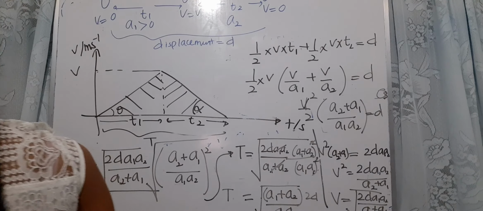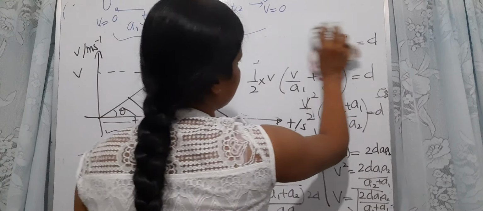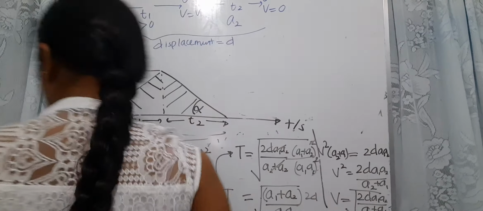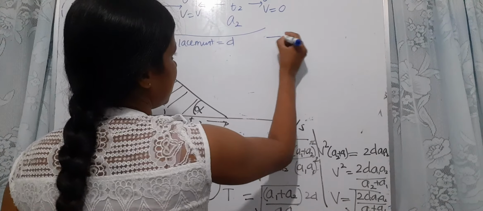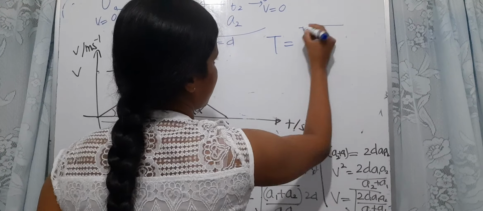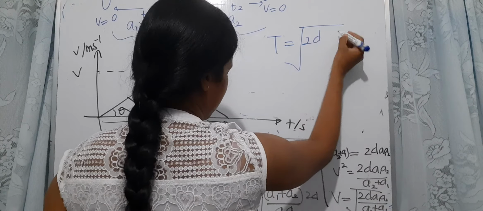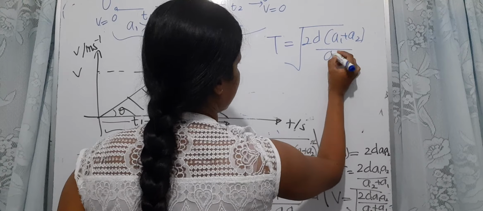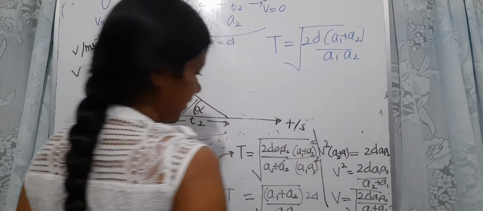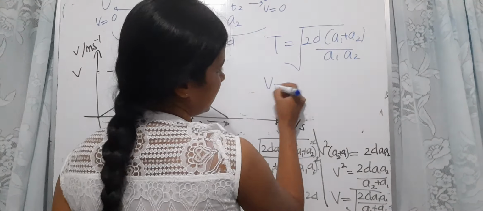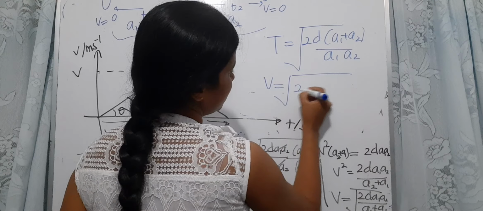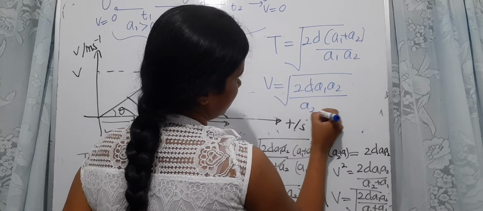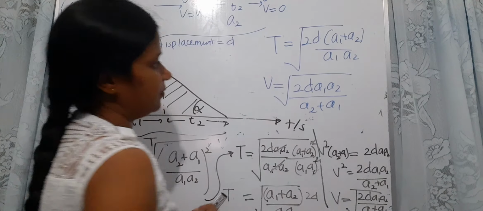So I am going to clean this part, and I am going to write it here. T equals square root of 2d times A1 plus A2 over A1 A2, and V equals square root of 2d A1 A2 over A2 plus A1.